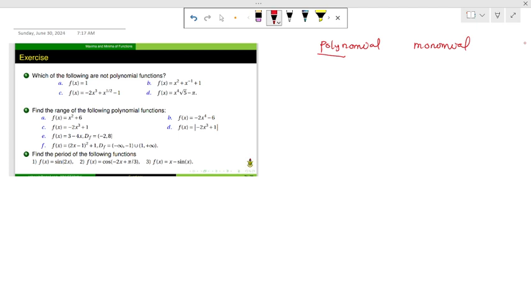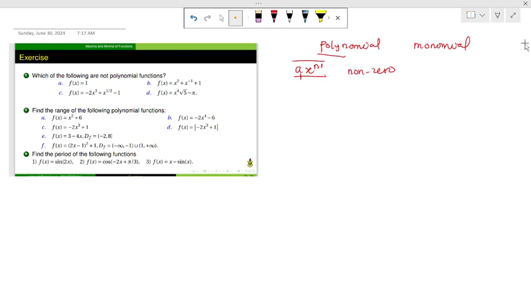Briefly, let me explain it to you. When you have ax to the power n, this is the general form of a monomial. This is what we classify as a polynomial, but based on certain conditions. For you to get a polynomial, the a that you see here should be non-zero. It can be positive or negative, just that it shouldn't be 0.